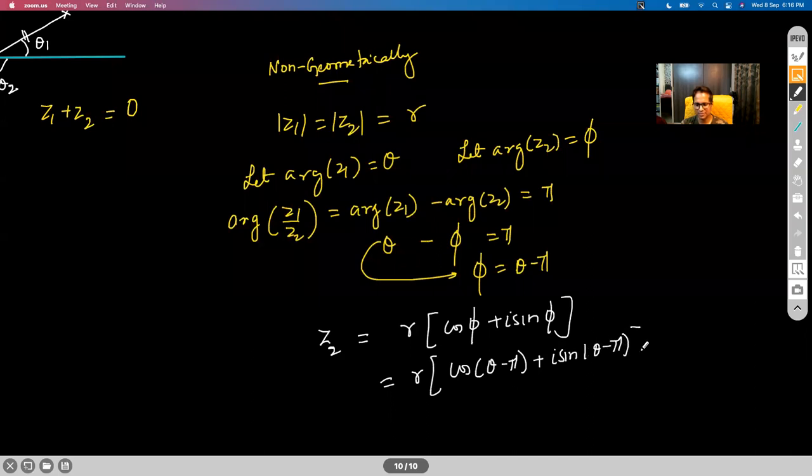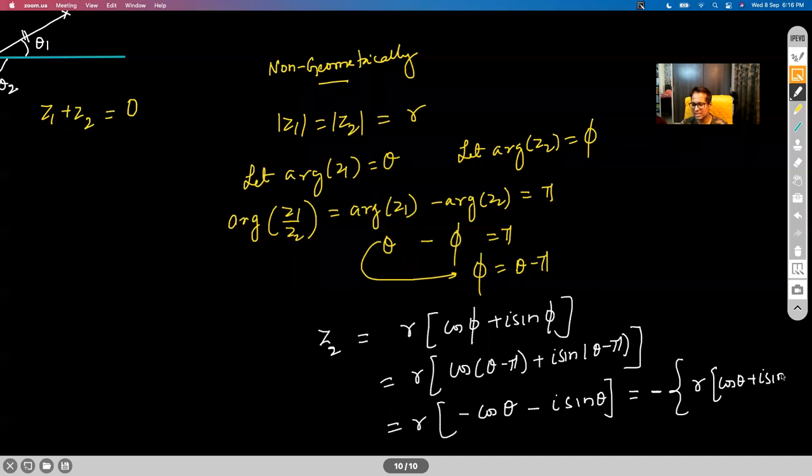Correct. If you write it down properly, this is as good as cos(pi minus theta), and cos(pi minus theta) is minus cos theta. And this is minus i sin(pi minus theta), which is actually sin theta. In short, you have written negative of R(cos theta plus i sin theta).